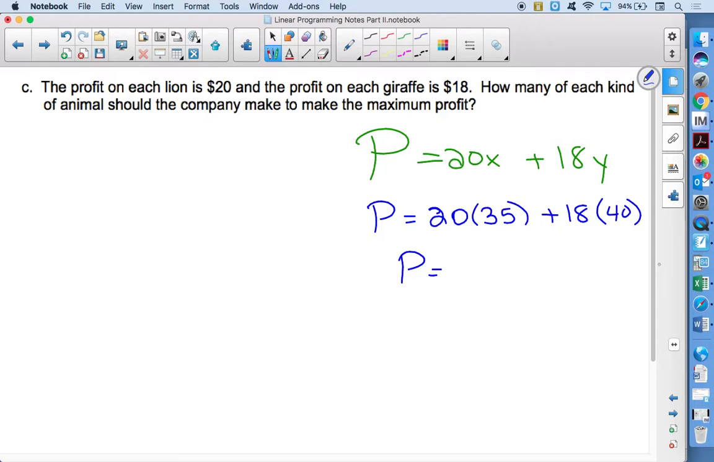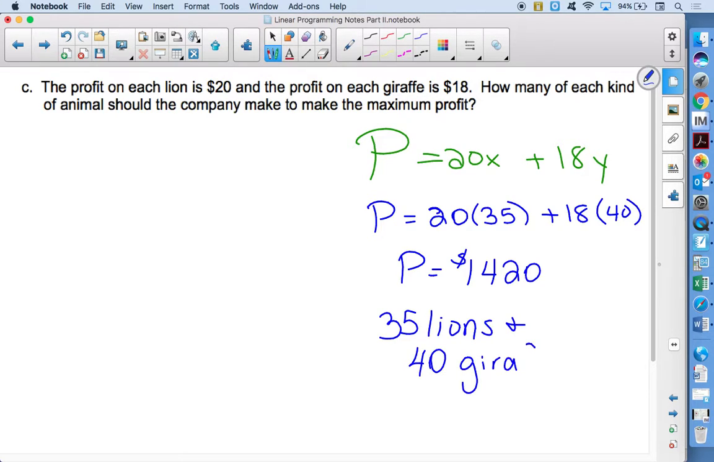Because we know that if we have 0 lions and 5 giraffes, there's no way we're going to get a maximum profit with that. How much are we making, Nina? $1,420. So the profit would be $1,420. We would want to make 35 lions and 40 giraffes to satisfy the conditions of the problem.